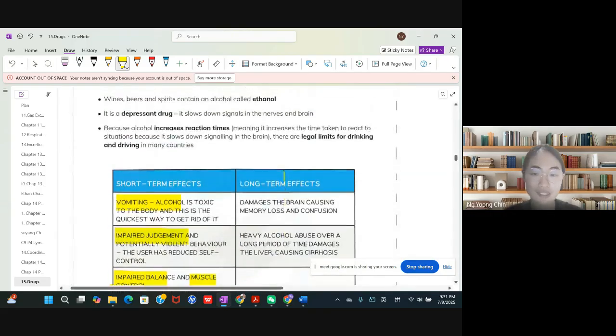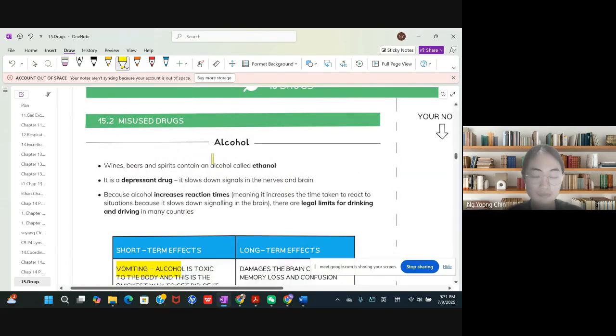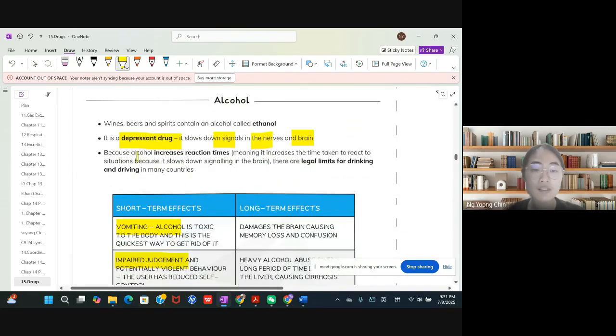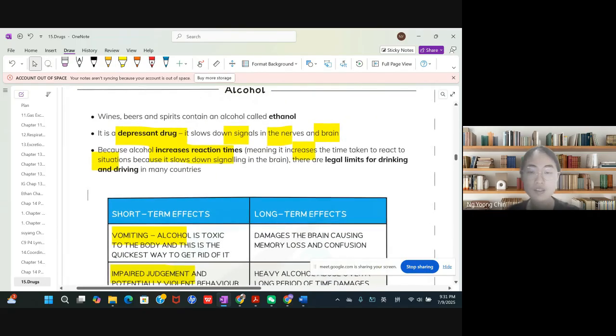Alcohol is a depressant drug. So it will slow down the signals in the nerves and the brain. So whenever you see adults who drink alcohol, their responses become very, very slow, because alcohol increases the reaction time, meaning it increases the time taken to react to a situation because it slows down signaling in the brain. 就是说反应很迟钝啊，那些喝酒的人啊, something like that.